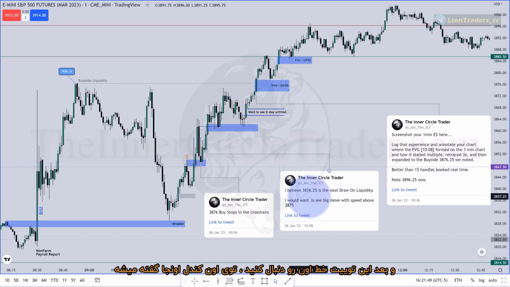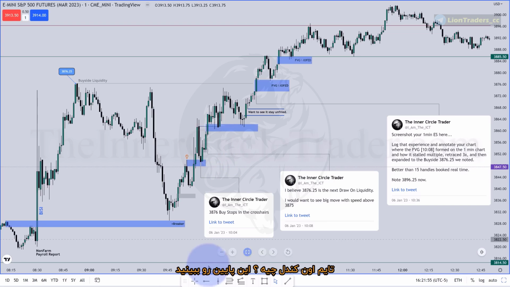And in this tweet, follow the line to it, goes right up to that candle right there. What's the time of that candle? Look down here. What's the time on that candle? 10:08. I believe 38.76 and a quarter is the next draw on liquidity. I would want to see big move with speed above 38.75.